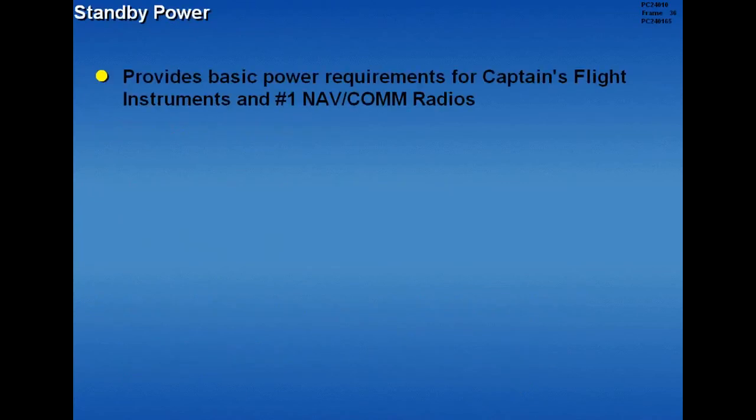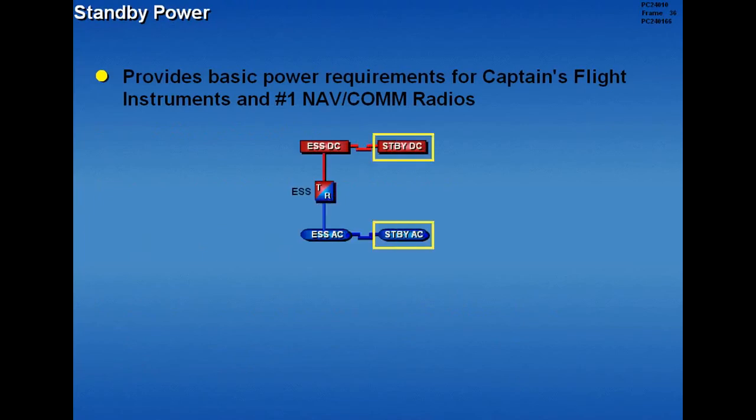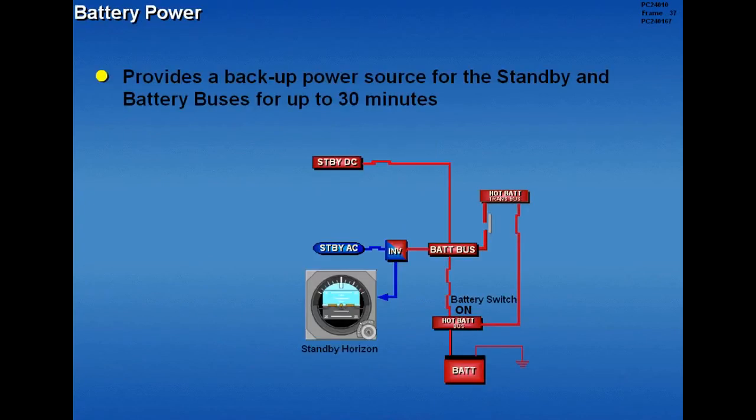Standby power provides the basic power requirements needed for the captain's flight instruments and the number 1 nav-com radios. The standby buses are normally powered by the essential AC and DC buses. Battery power provides a backup power source for the standby and battery buses for up to 30 minutes.